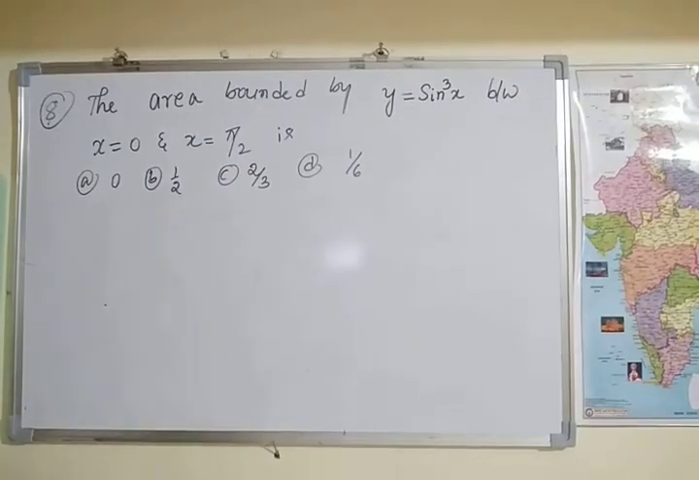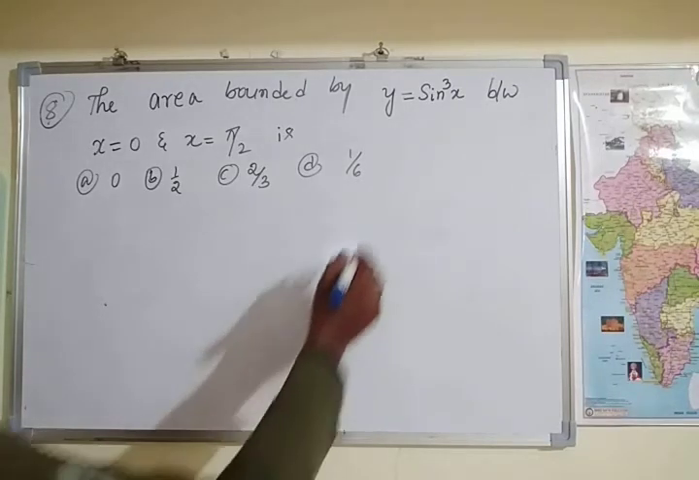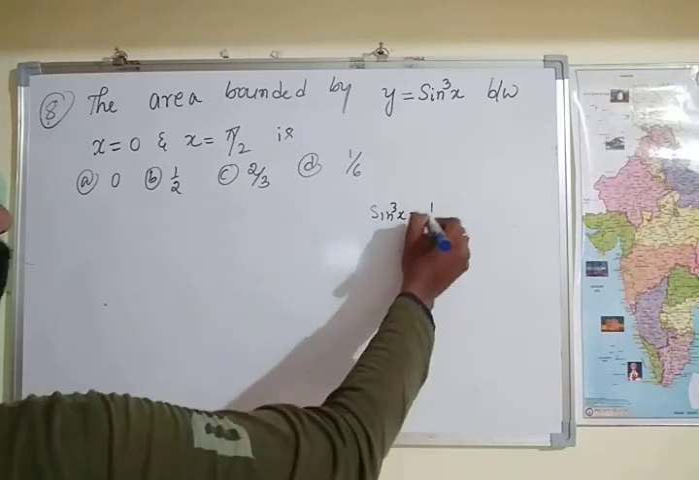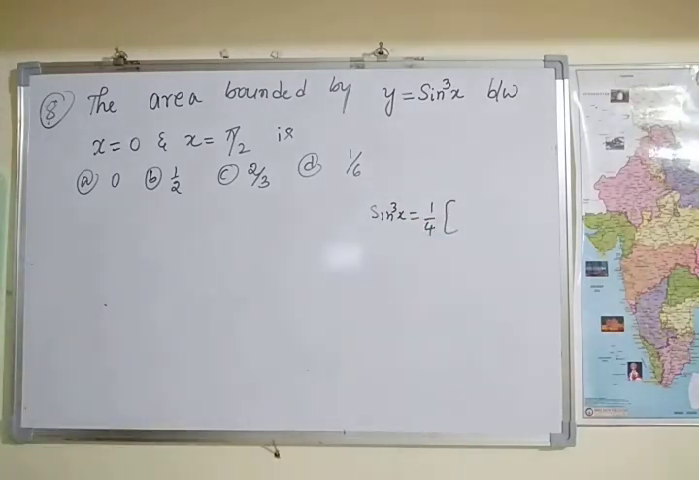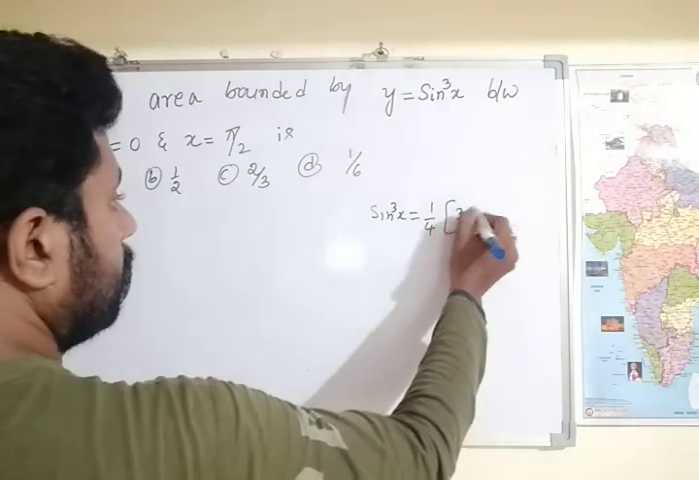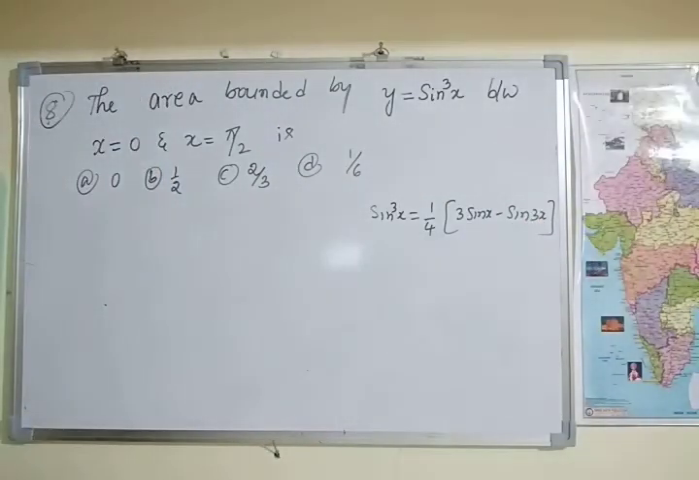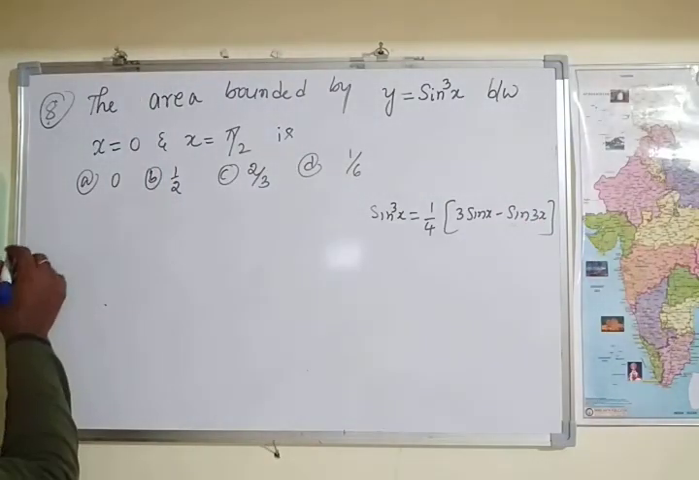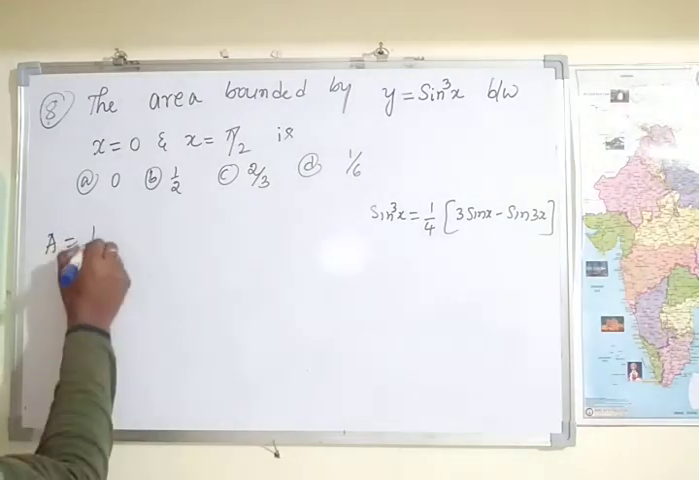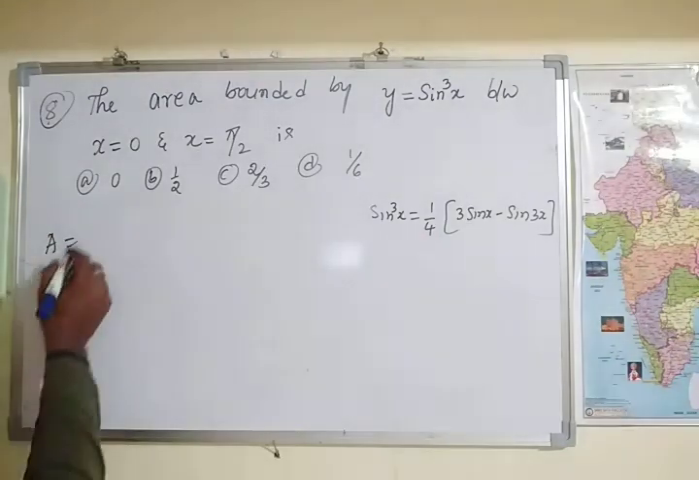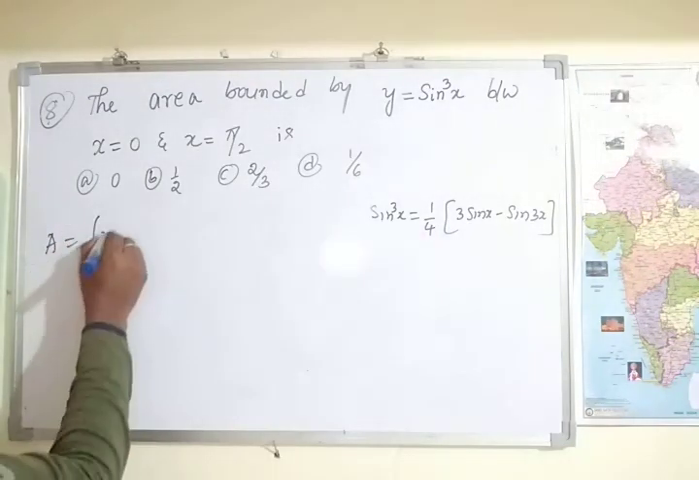Here we have the area bounded by y = sin³x between x = 0 and x = π/2. Here we have the sine cube formula: sin³x = (1/4)(3 sin x − sin 3x). Here is the sin³x formula. Now we have to evaluate this result. The area is 1/4 of the result, since the area is y dx, the integral of y dx.